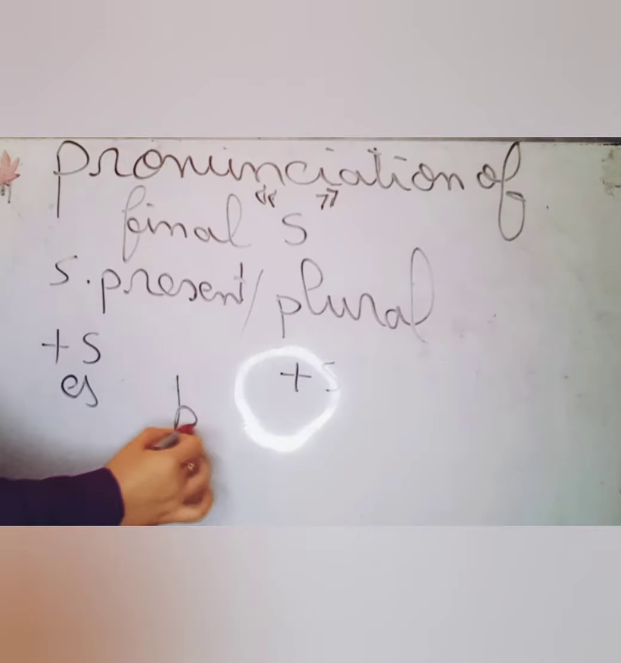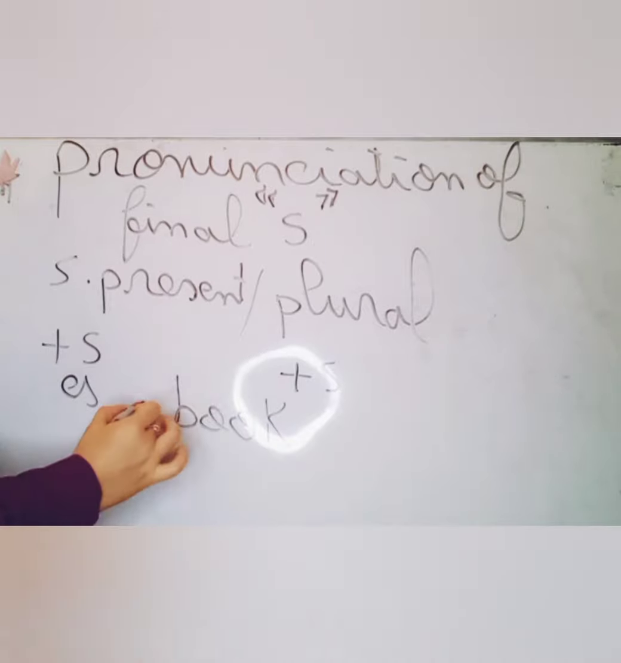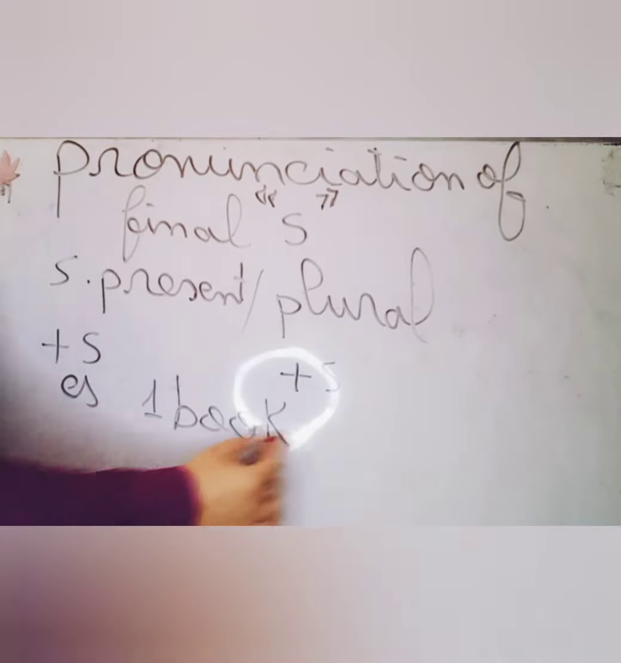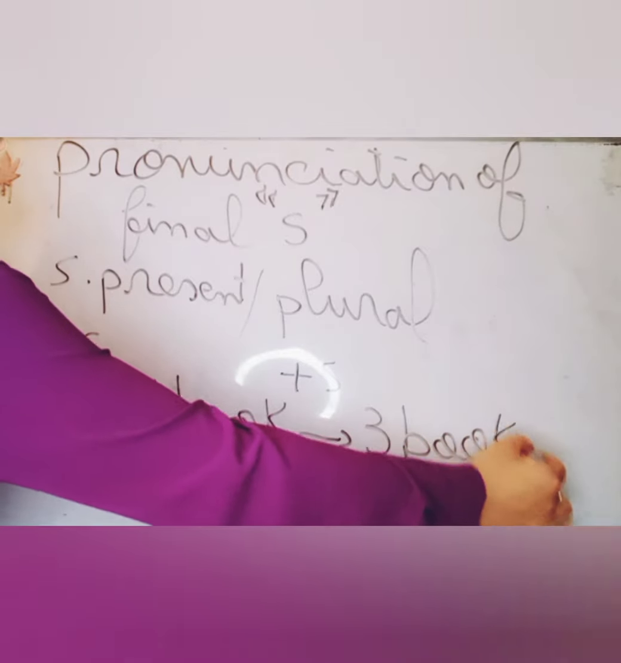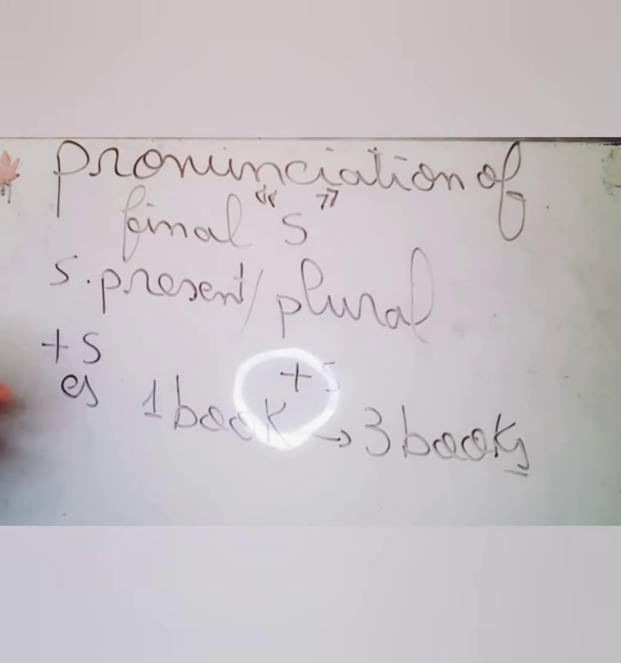For example, one book. When we say two or three books, we add S. So this final S is for the simple present or the plural.